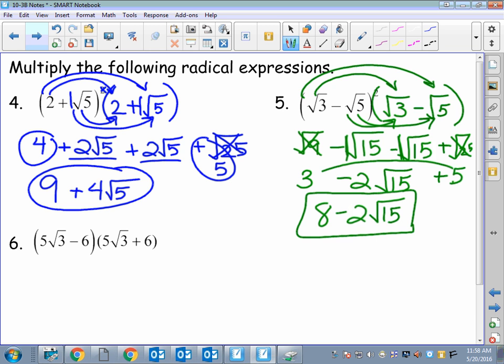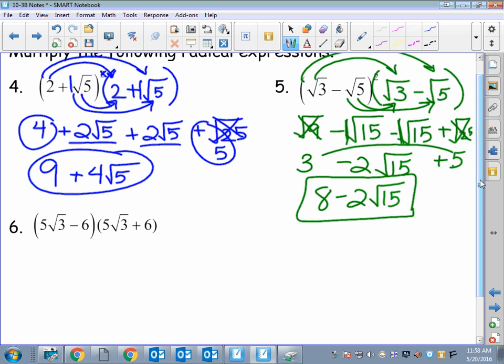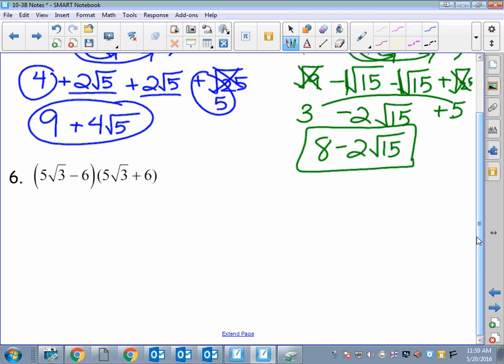Last problem, some foiling. This time, though, a little different than 4 and 5. We're multiplying the same things as in 4 and 5. This time we're multiplying conjugates. So I don't know if you're familiar with that term or not, but it's when the plus and the minus sign, okay, they're not opposites, just that middle sign is opposite. So when that happens, crazy things occur. So we're going to multiply. 5 root 3 times 5 root 3 makes 25 root 9.